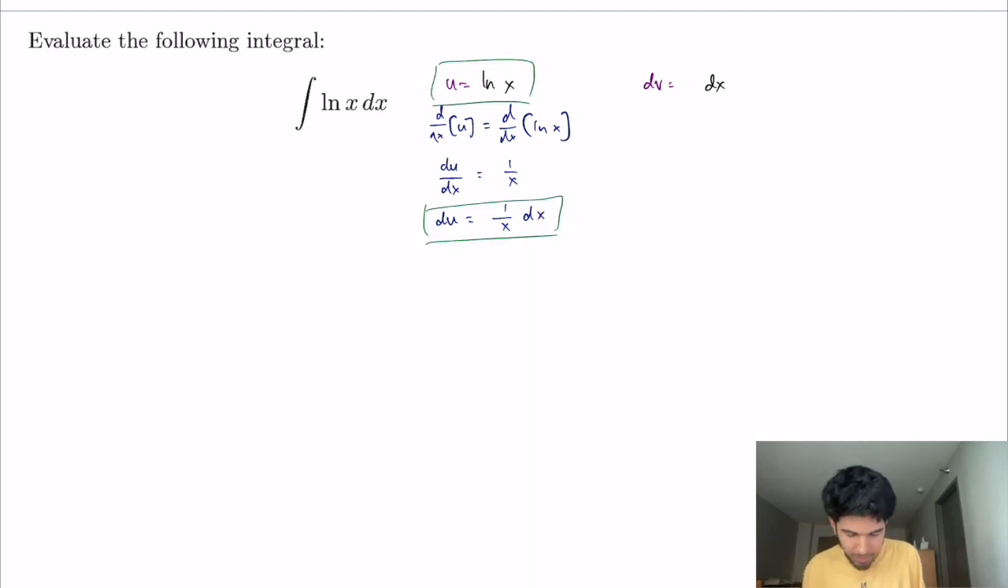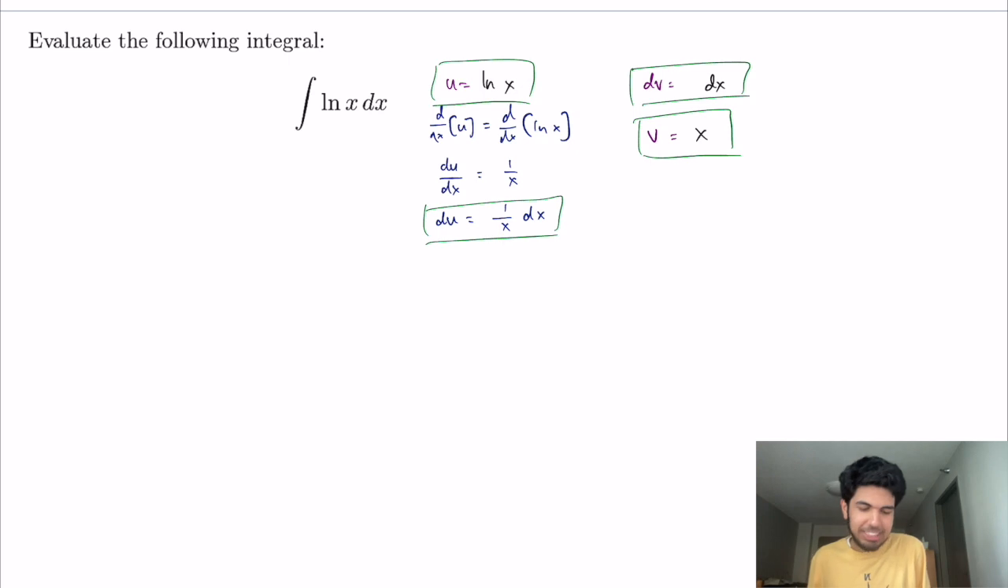Now, for finding v, we'll take the integral of both sides. The integral of dv is just v, and the integral of dx is just x. So we have v equals x. Pretty simple stuff. I know it looks weird having dv equal dx, but it's fine. There's nothing wrong with it. It's perfectly fine. And from here, we do integration by parts as normal.